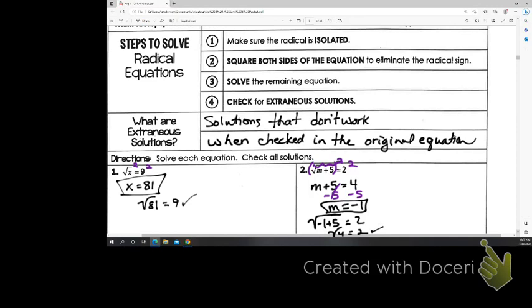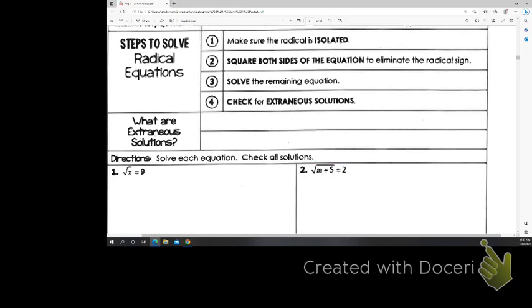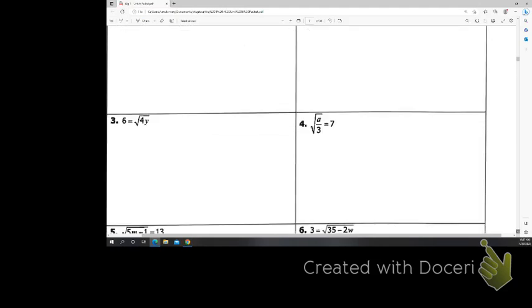So far, not bad. We cannot reach in and subtract the 5 while the 5 is under the radical. So we have to get rid of the radical first. Remember, it's like a square root. The opposite operation of a square root is squaring. But whatever I do to one side, I have to do to the other. That's why it becomes 4. It doesn't stay a 2 over there.